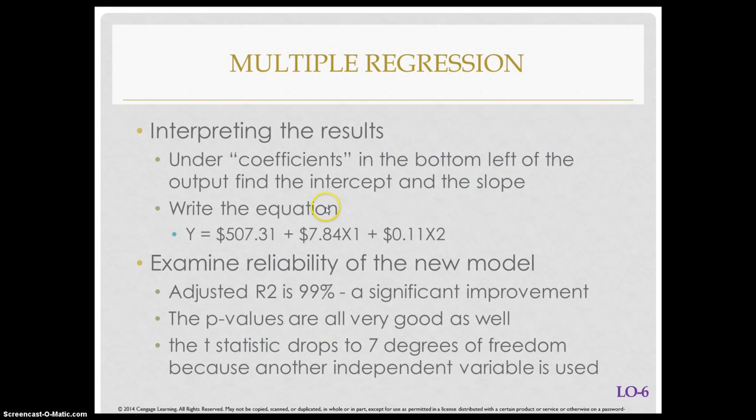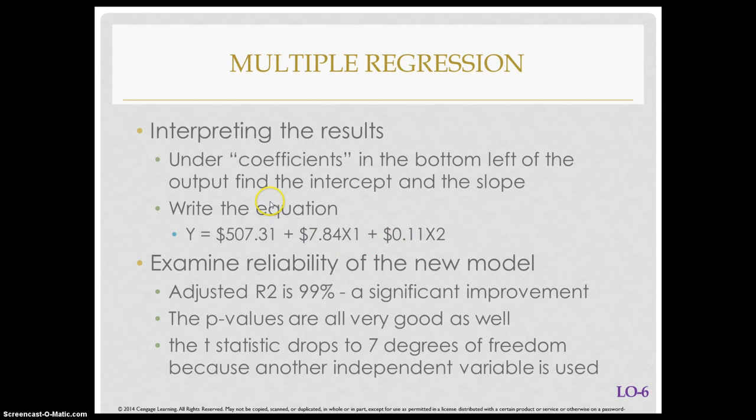So to interpret these results, under the coefficients in the bottom left of the output, find the intercept and the slope and write the equation. So we have y equals a fixed cost plus 2 different variable costs, x1 and x2. So we have our fixed cost of 507.31 plus 784 times x1 and 11 cents times x2.